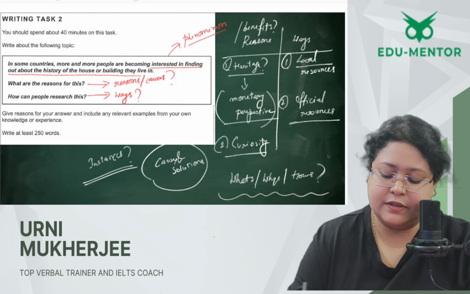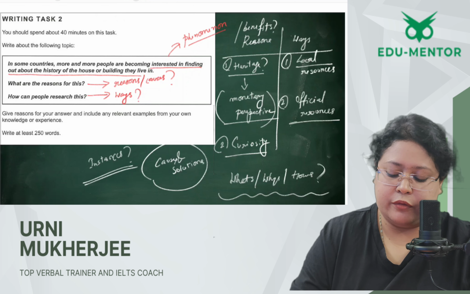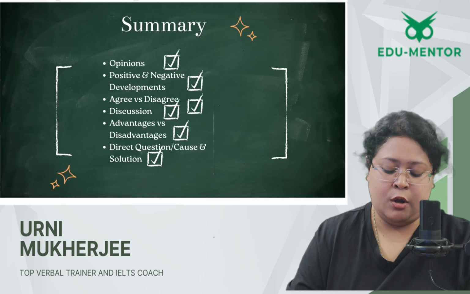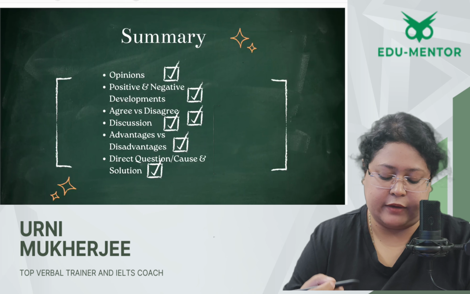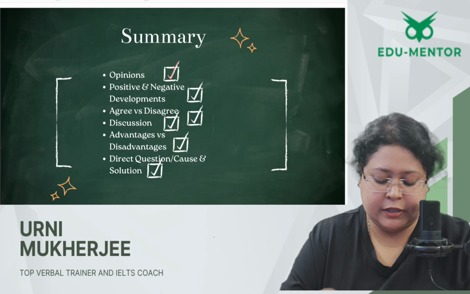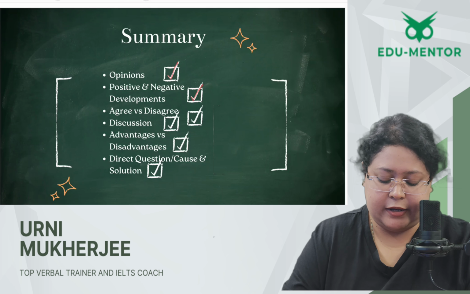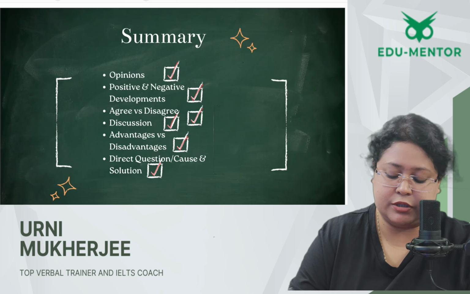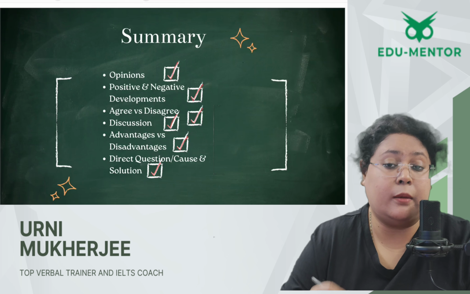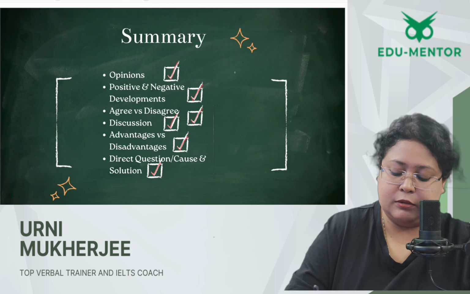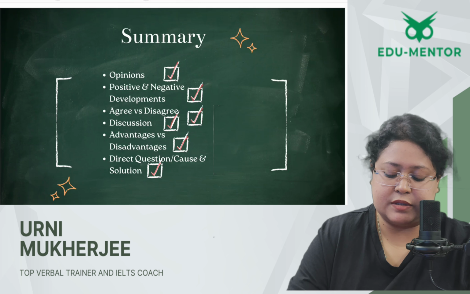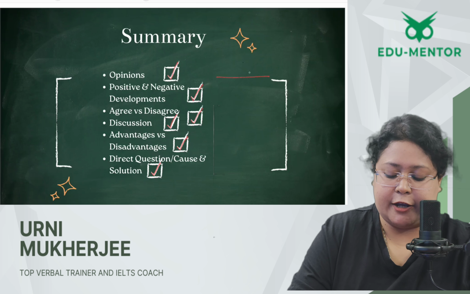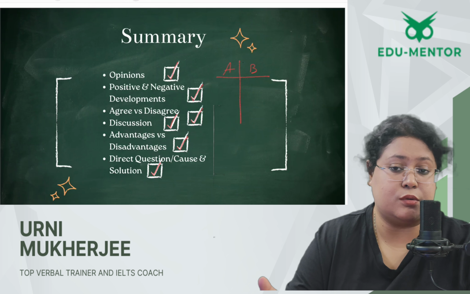So what we have discussed throughout is that we have gone through almost like a summary of all the different types of questions. We have had a discussion on opinions. We have gone through positive and negative developments. We've gone through agree versus disagree discussions, advantages versus disadvantages, direct question, causes or solutions. And in all of this, what is the common aspect is that it's a simple matter of getting to know your sides, let's say side A or side B, and then simply finding out what reasons, the number of reasons you have for a side.